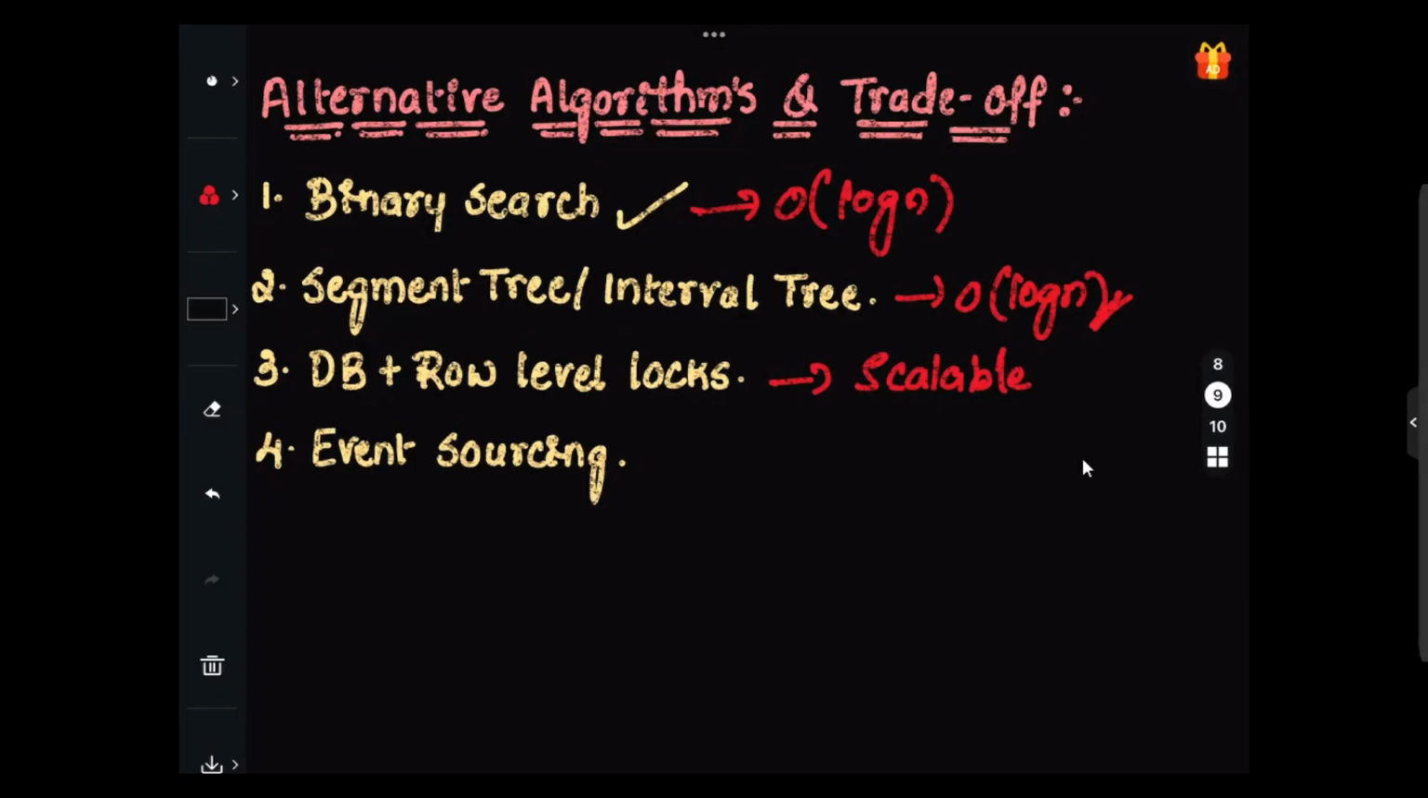The final one is event sourcing. With event sourcing, we can expect a full audit history, but the main con or disadvantage here is it is harder for beginners. So let me write this down: it is harder for beginners. So this is one of the things.